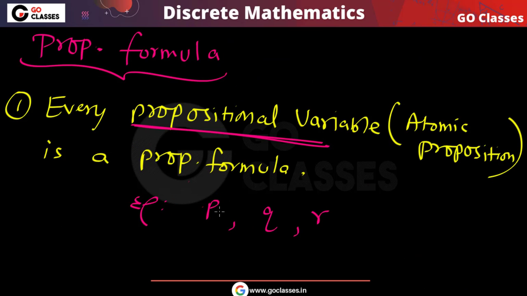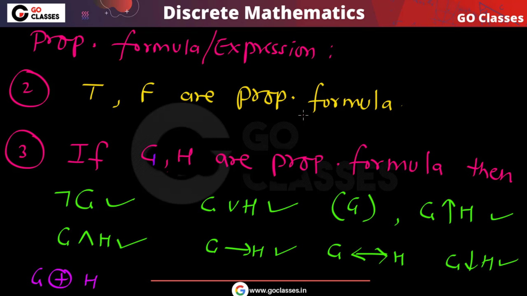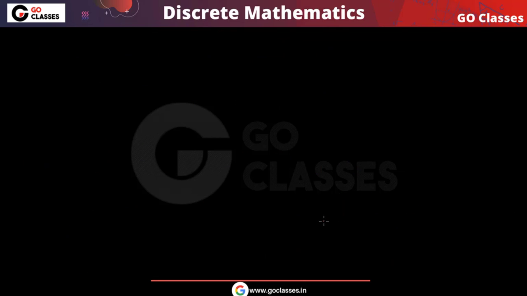A propositional formula means every atomic proposition, every propositional variable, is a propositional formula. So P is a propositional formula. True, false, they are also propositional formulas. And if two things are propositional formulas, then you can do their negation, disjunction, conjunction, implication, biimplication, exclusive OR, NAND and all these things. So my question is, which is a propositional formula?